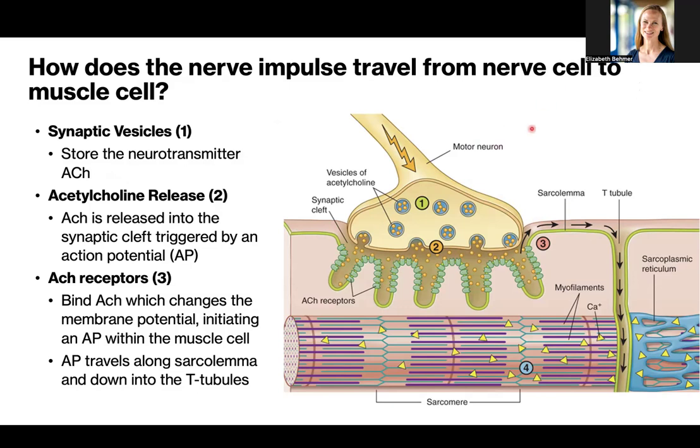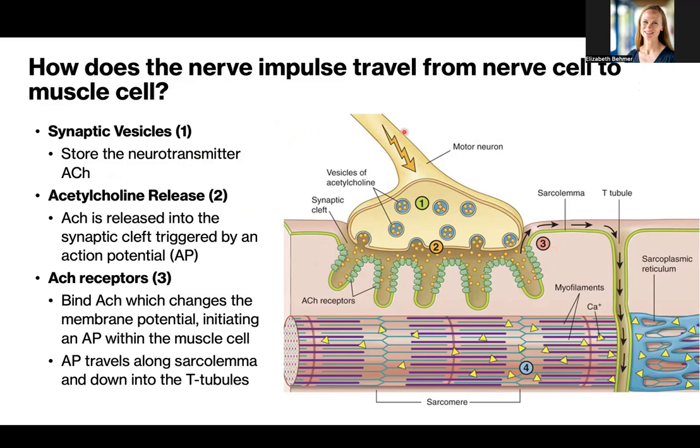And this is where we need to look at the neuromuscular junction, which is the connection between a motor neuron and the sarcolemma, which is the plasma membrane of a muscle fiber. So we kind of have three basic steps that occur, and I've labeled them 1, 2, 3 for you with little descriptions next to them.